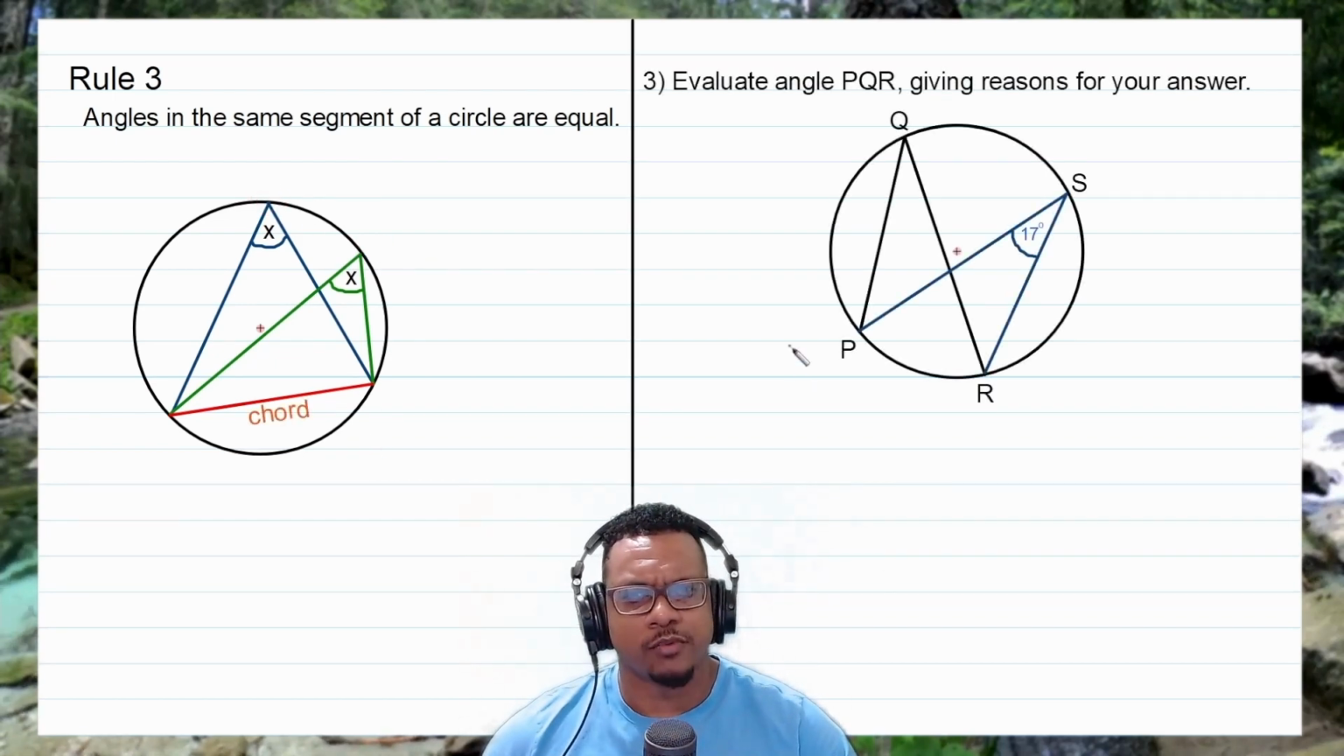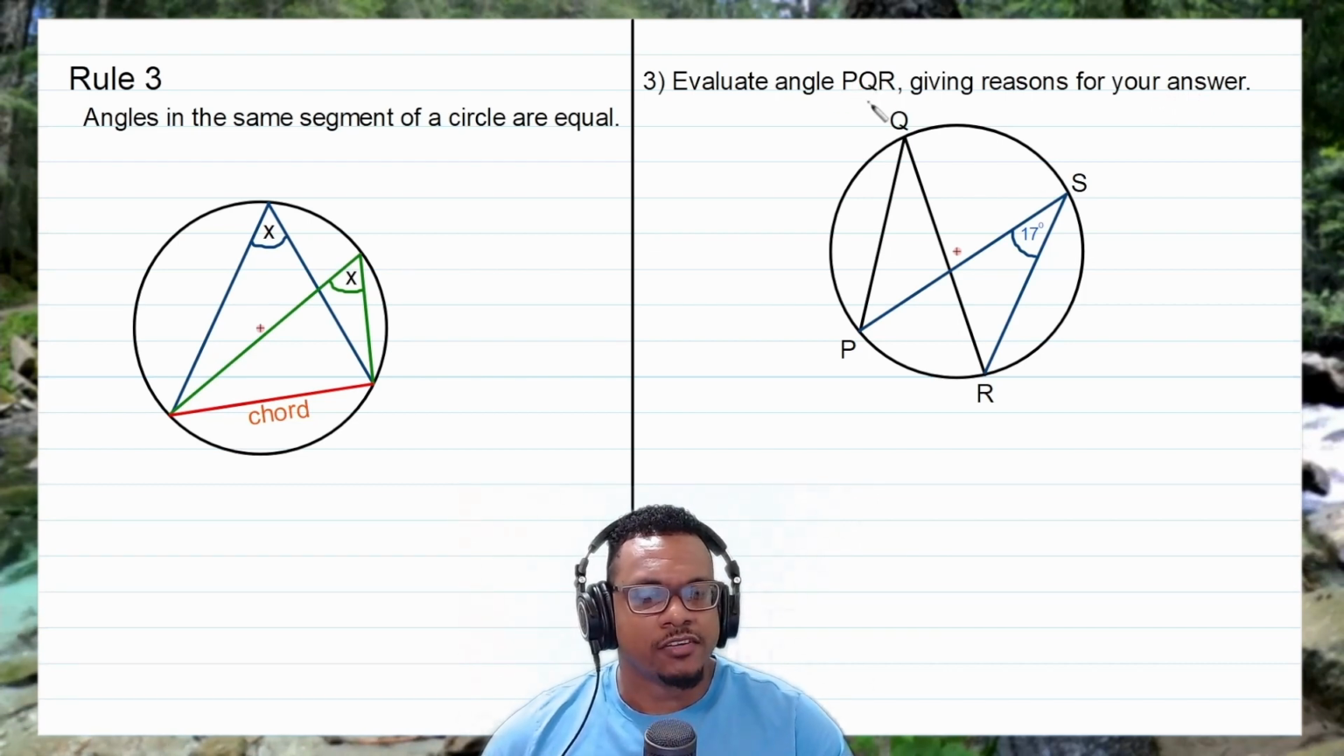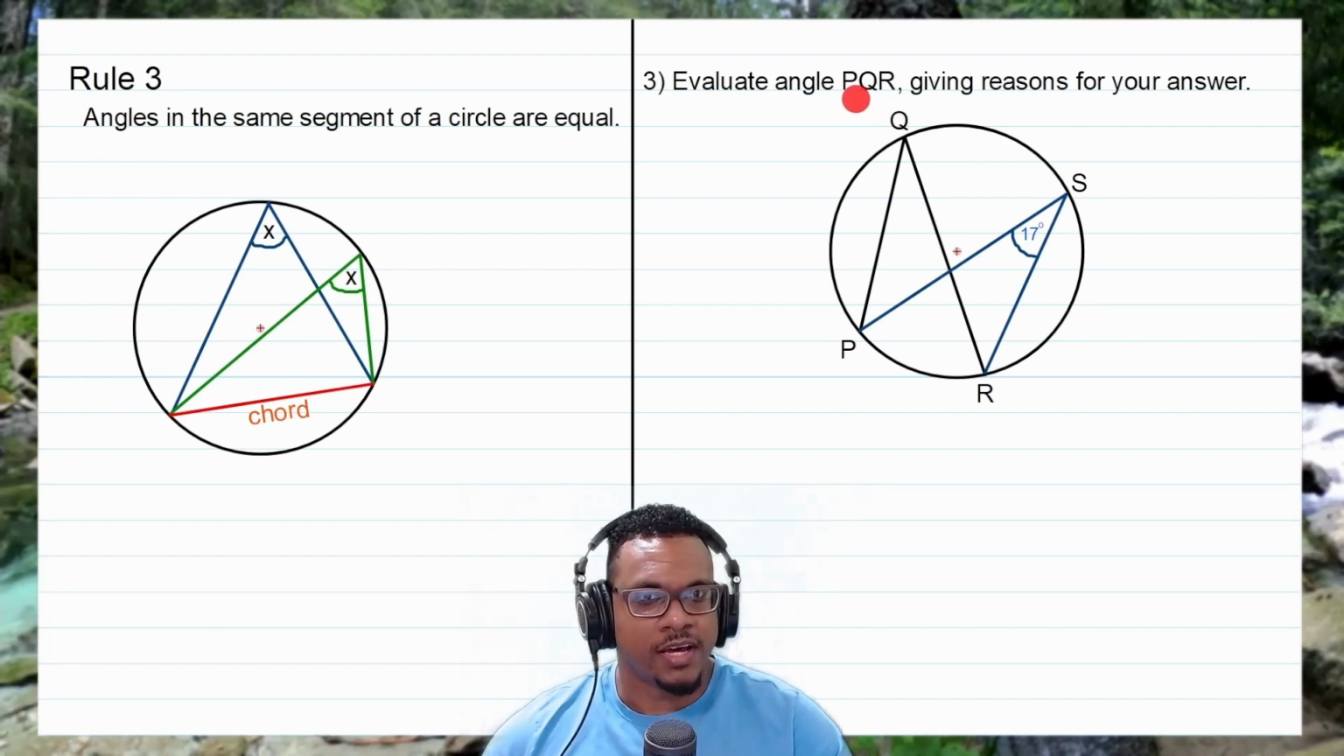So here I have another question where we want to evaluate the angle PQR and we want to give reasons for our answer. So the angle PQR, the vertex of that angle is at Q. So PQ would be one arm and QR would be the other arm. So PQ is one arm of the angle and Q to R is the other arm of the angle and the vertex is at Q. So this is the angle we want to find.